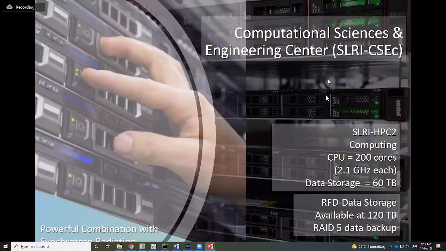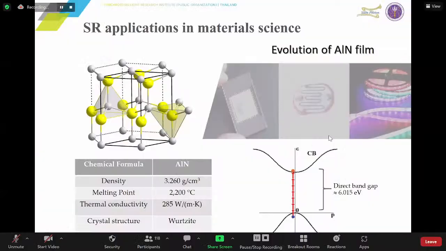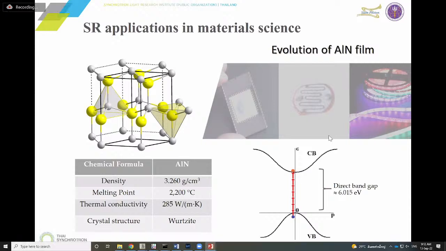Finally, we also have the supercomputer. We have the Computational Science and Engineering Center, and I'm looking after this section as well. We have a cluster that can compute with roughly 200 cores, and the data storage is roughly 150 terabytes. We use these facilities, supporting the synchrotron research, to do modeling of the information from experiments done at the synchrotron. Let's get to the example. I think we have a few minutes left.